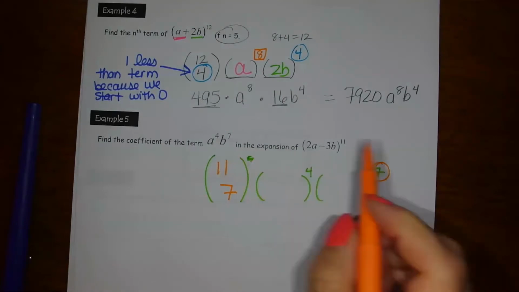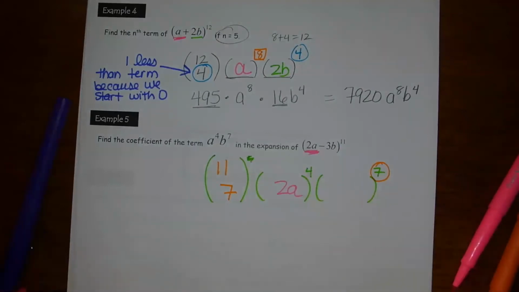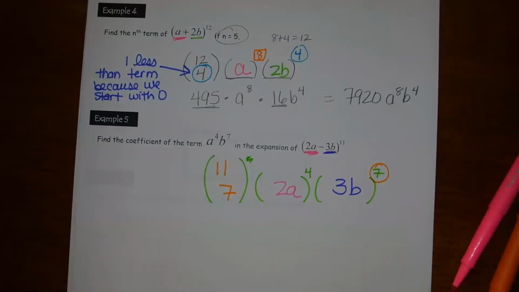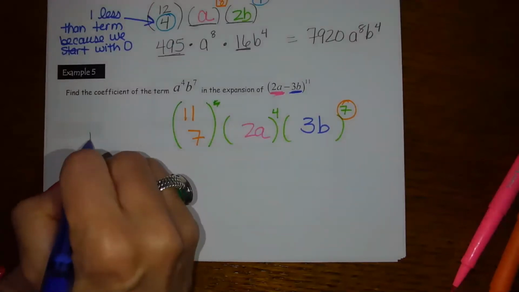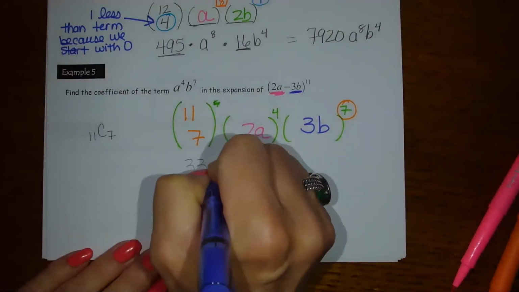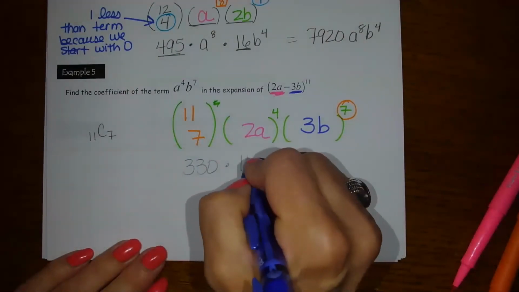And now inside the first thing, I'm going to put the first thing. Inside the second thing, I'm going to put the second thing. And now y'all just have to work with those. So type those in. What's 11 choose 7? You got to do 11C7 in your calculator. 330 times. What is 2 to the 4th? 16.